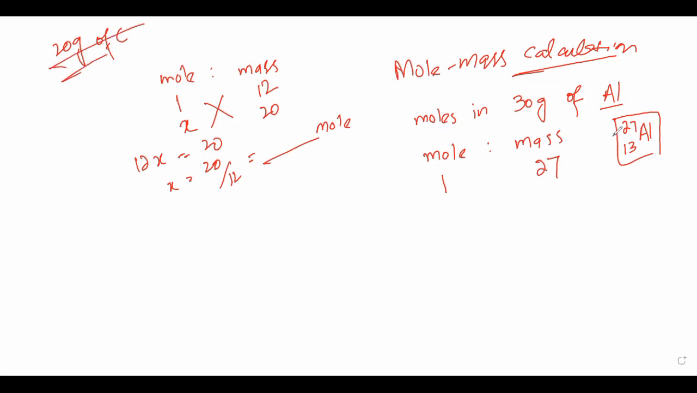We are finding for the atoms. Aluminium is an atom. Its 1 mole is equal to 27 gram, and if we have been given 30 grams, what will be the number of moles? X. 27x is equal to 30, and x will be equal to 30 divided by 27. You will find the answer. So this is from mole to mass. If we know the mole, then we'll find the mass, and if we know the mass, then we'll find the moles. 1.11. What it means?